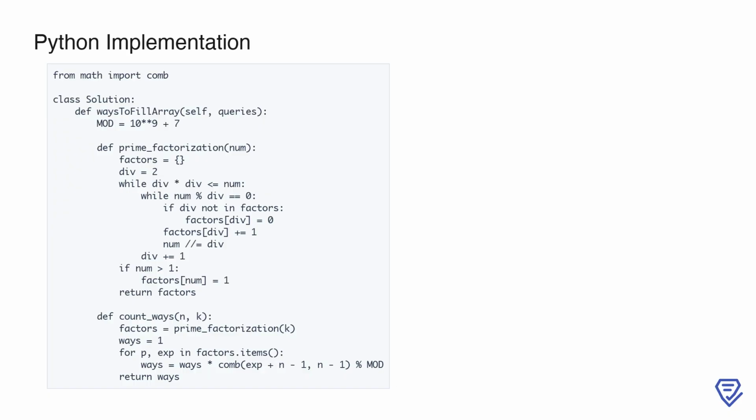Another helper function, count_ways, is defined to compute the number of ways to fill the array. It takes two arguments, n, the length of the array, and k, the target product. First, it calculates the prime factorization of k using the earlier function. Then, it initializes a variable ways to 1 and iterates over each prime factor and its exponent. Using the combination formula, it calculates the number of ways to distribute the factors among the n elements of the array and updates ways accordingly, applying the modulo operation to keep the result manageable.